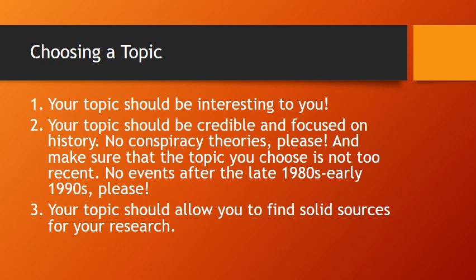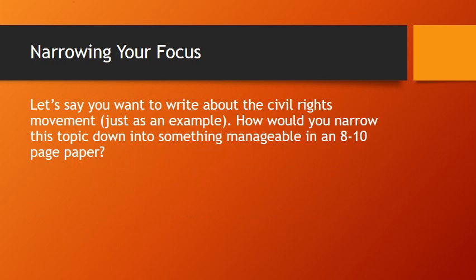So once you've decided, well, this is something that I'm interested in, this is an appropriate topic for this course, how do we go about narrowing your focus? So let's say that you are interested in writing about the civil rights movement, just as an example. That's a great start for a topic, but you can't just say, my topic is going to be the civil rights movement. That is way too big of a topic to cover in an 8 to 10 page paper.